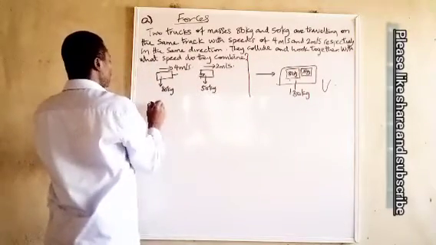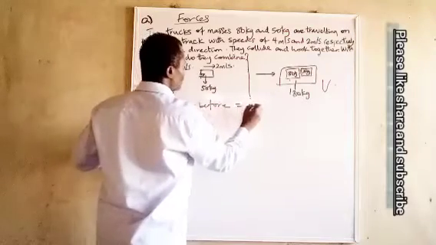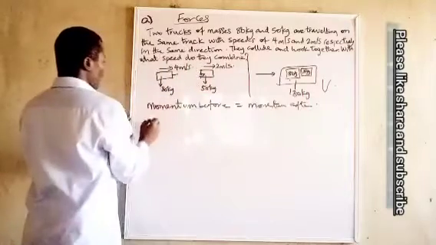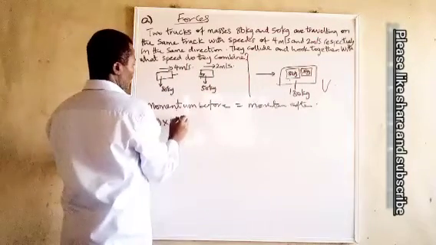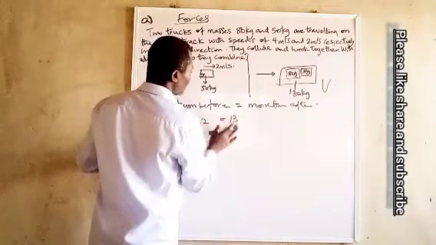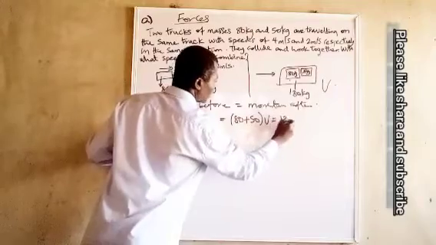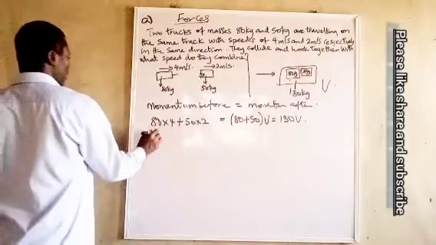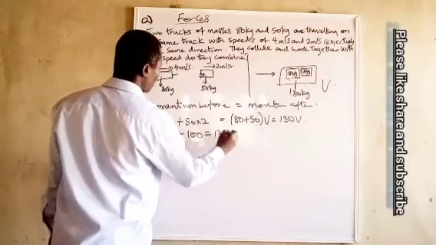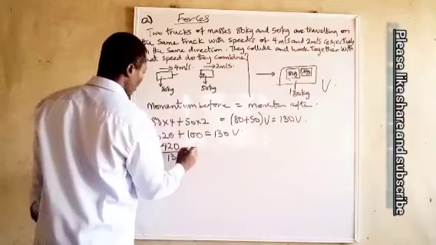And momentum before is equal to momentum after. And what do we have? 80 times 4 plus 50 times 2 is equal to, let me put it like this, 80 plus 50 into V, which is 130 V. This is 320, and this is 100, is equal to 130 V. So this one is going to give us 420 over 130 is equal to V.